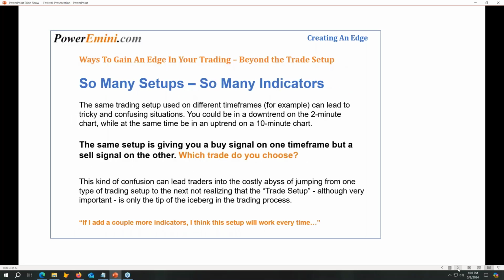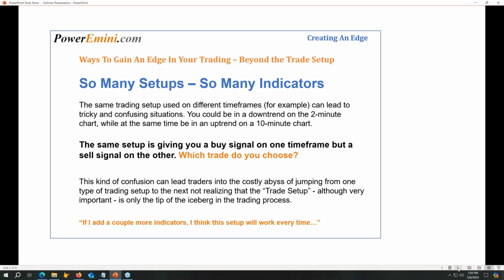But here's the problem. With the same trading setup, based on a couple of different time frames, you could be in a downtrend on one time frame and an uptrend on the other. So you have to decide which of these time frames you are going to trade. The confusion that goes along with trade setups leads a lot of people to jump from one trade setup to the next. They find the perfect candlestick setup and it works, and then the market environment changes. They think, if I just added one more piece to this puzzle, another indicator, that would have kept me out of the trade where I got stopped out.